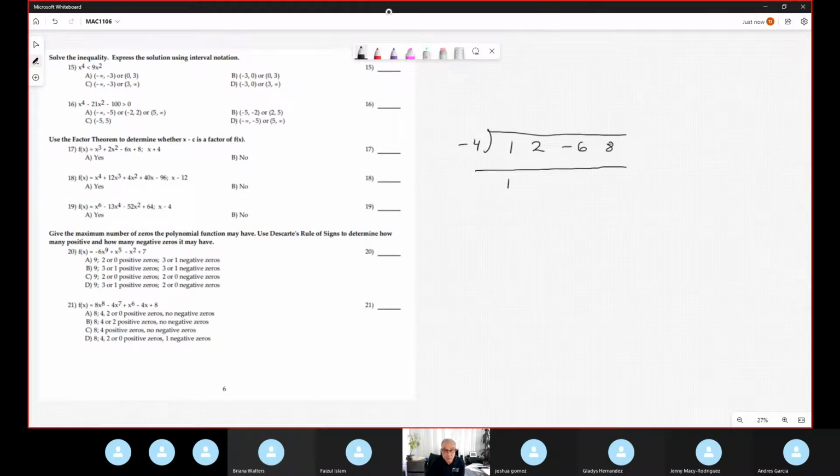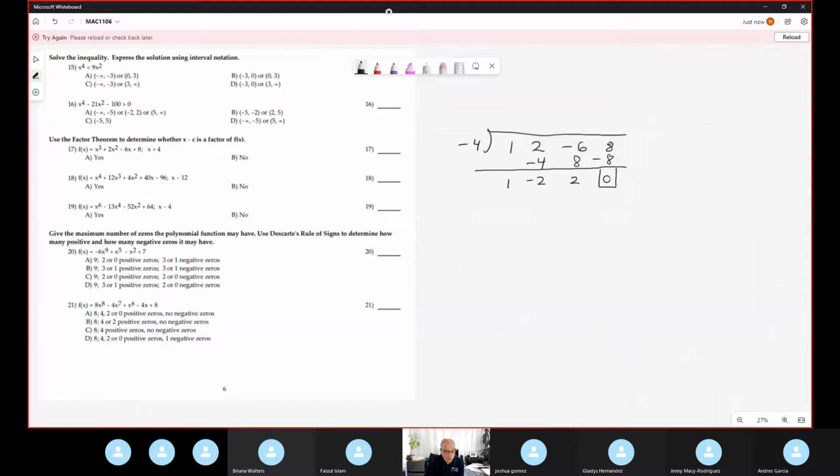Bring down 1, multiplication is -4, combine positive 2, -4 is -2, multiplication is +8, so it's +2, and multiplication again is -8. If the remainder is 0, it's because the factor, I mean, x equals -4 is a 0 of this polynomial, and the factor is x plus 4. This is the 0, and this is the factor. Okay, this is the format we are using to organize the answer. 0, factor, 0, factor.